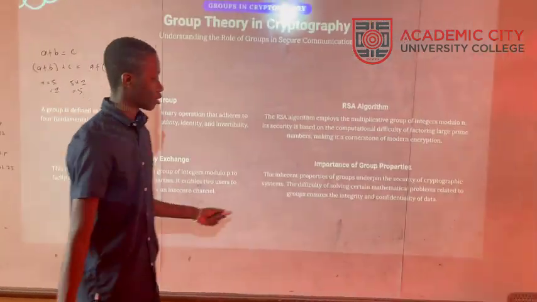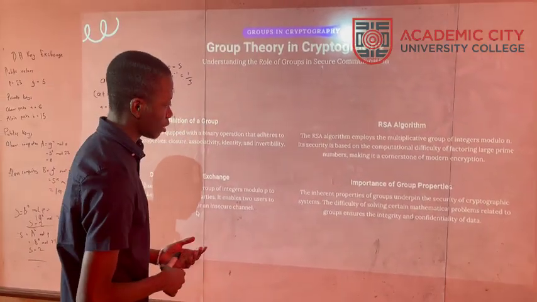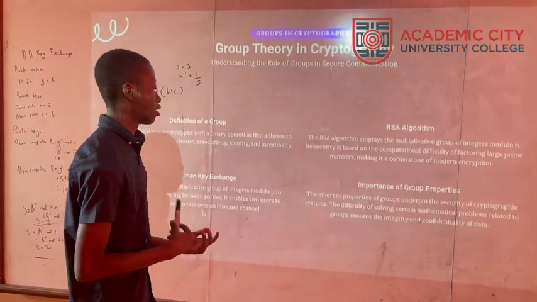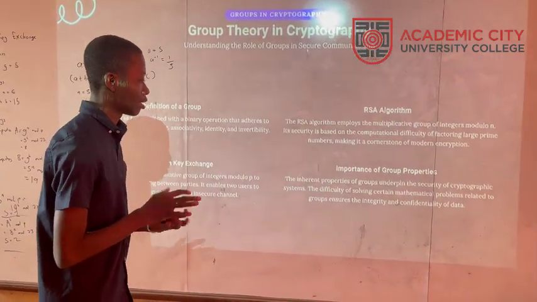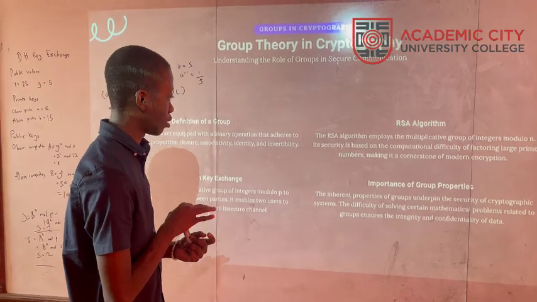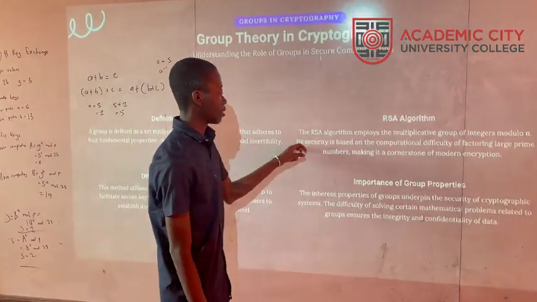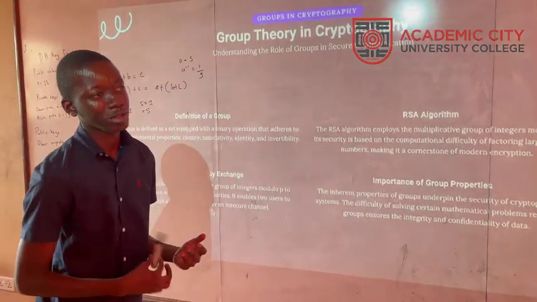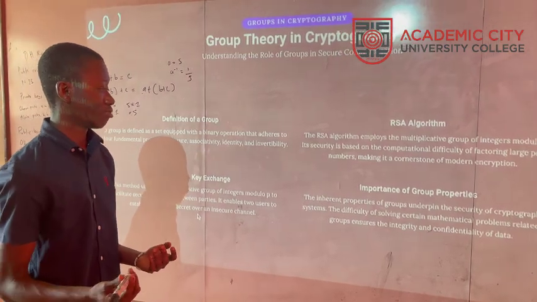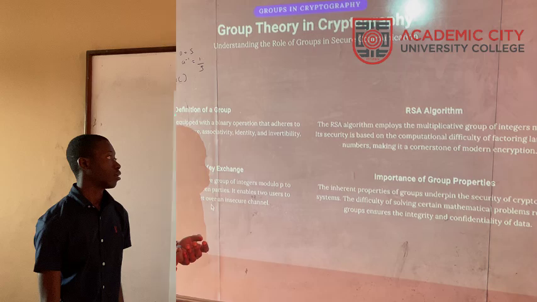Now, on the importance of group properties: the inherent properties of groups underpin the security of cryptographic systems. The difficulty of solving certain mathematical problems related to groups ensures the integrity and confidentiality of data. With something like the RSA algorithm, it deals with factoring large prime numbers. When you multiply two large prime numbers, you get a composite number, and such numbers are hard to factor with normal mathematical methods.